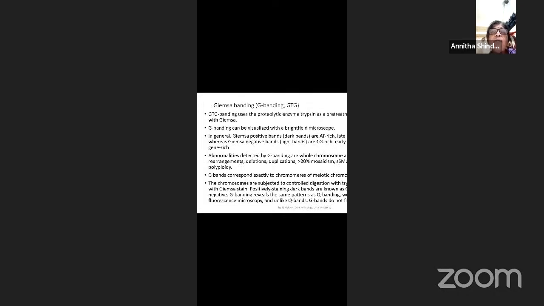Then you have Giemsa banding, which is called G banding. It uses the proteolytic enzyme trypsin as a pre-treatment, followed by staining with Giemsa. After the banding technique, you have to visualize it under different types of microscopes. For Giemsa banding, you visualize the banding pattern under a bright field microscope. Here Giemsa positive bands, that is the dark bands, are AT rich, whereas the Giemsa negative bands, the light bands, are CG rich. So we can detect abnormalities by G banding.